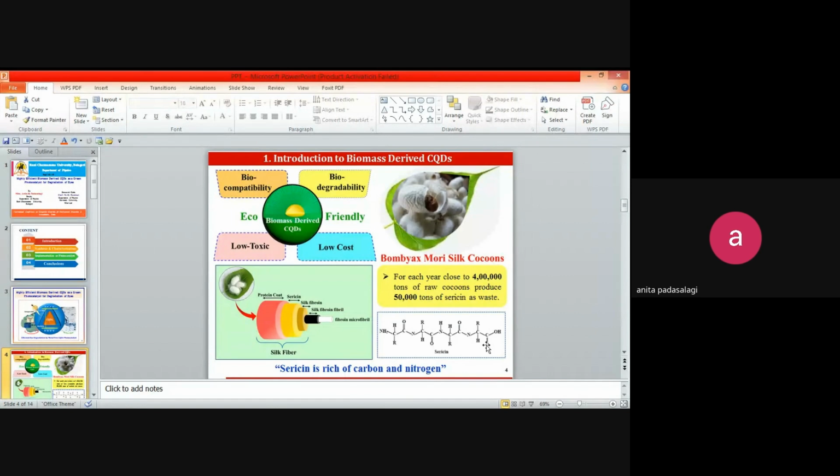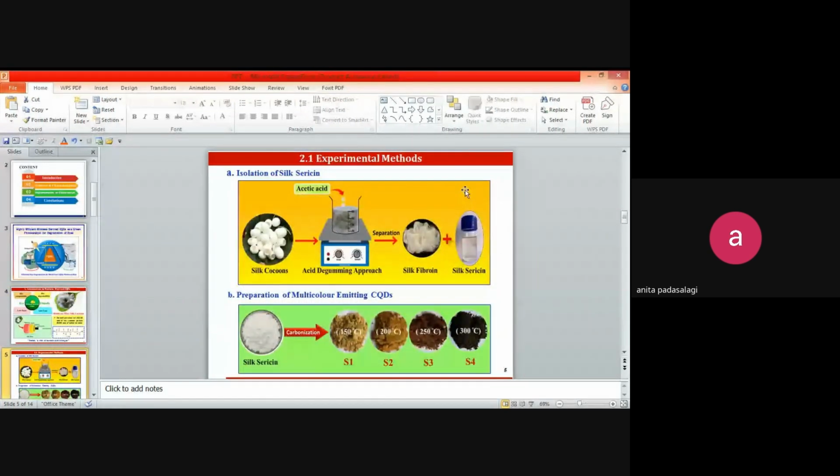In order to convert this waste into valuable material, here you have chosen sericin as a starting material to prepare the carbon quantum dots. So, these are the experimental methods. There are two parts. First, isolation of silk sericin.